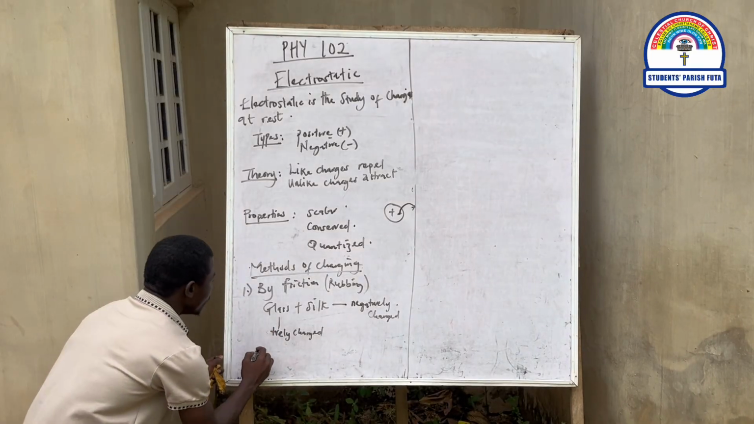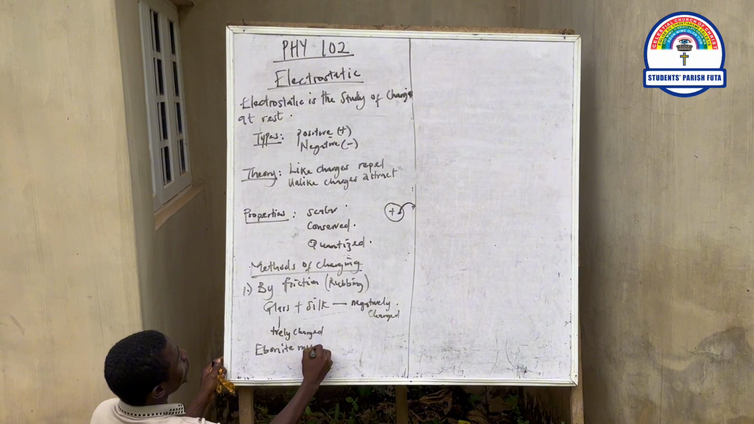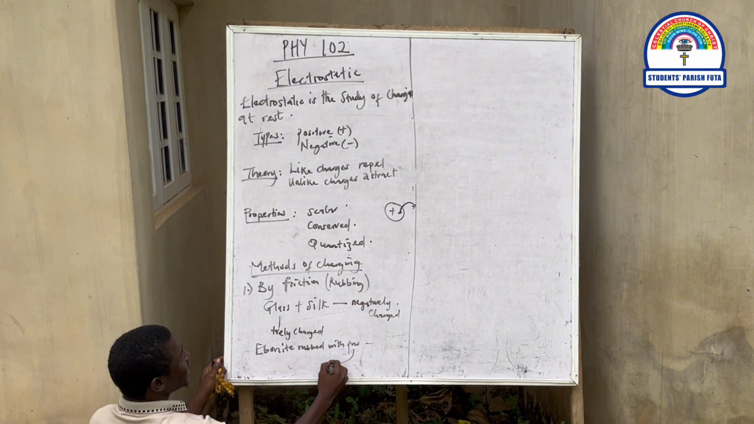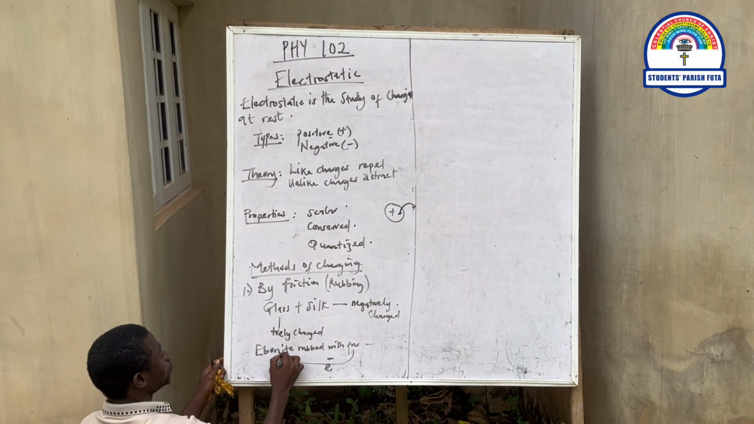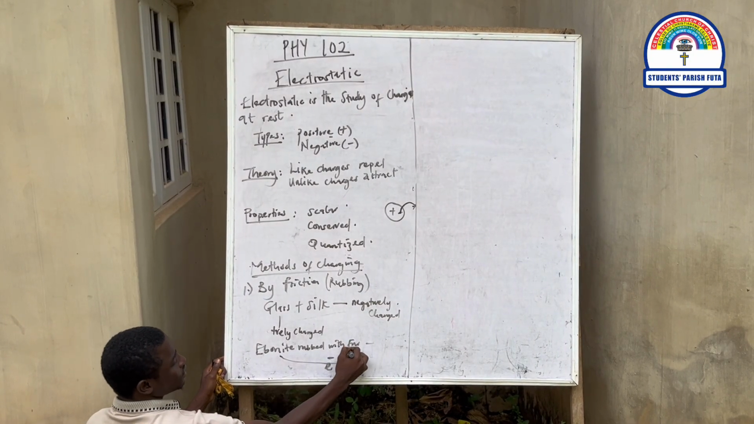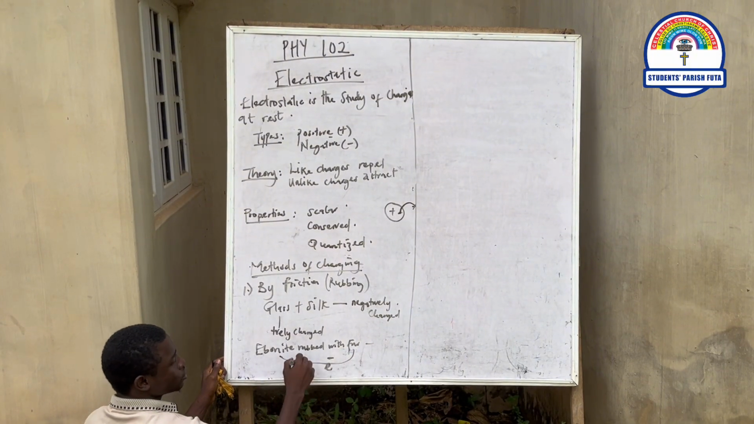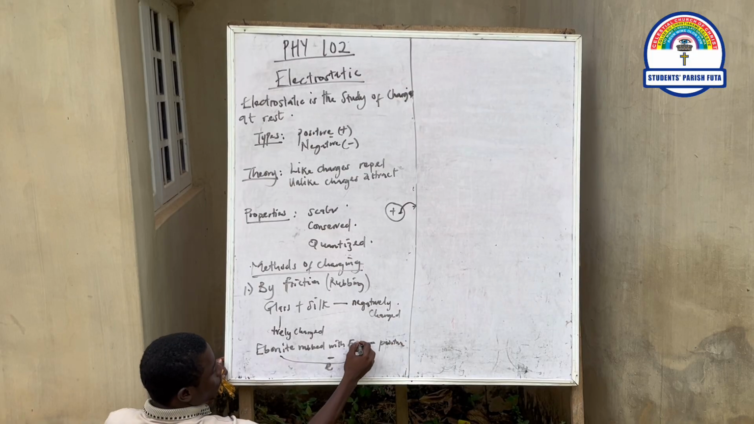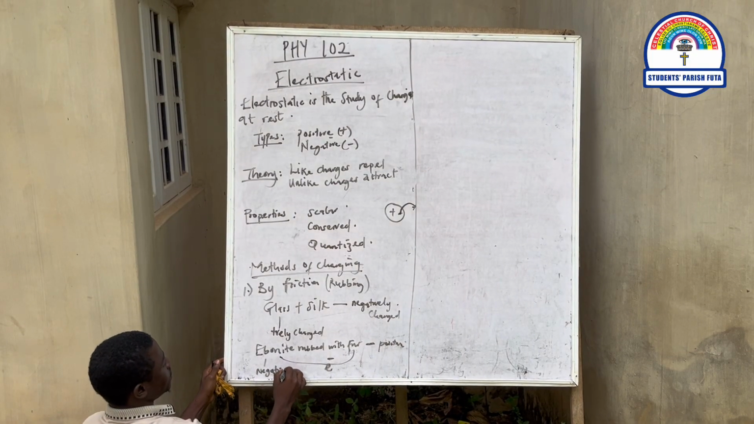But in the case of ebonite rubbed with fur, the fur transfers electrons, which are negative, to the ebonite. Therefore, the fur becomes positive, while the ebonite becomes negatively charged.